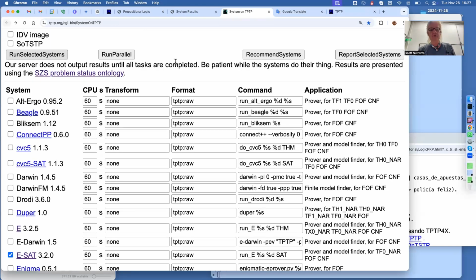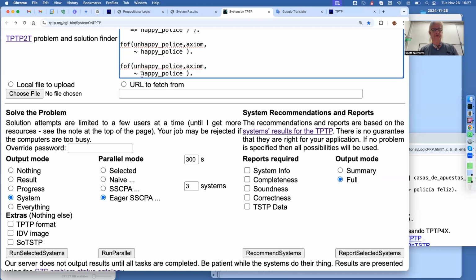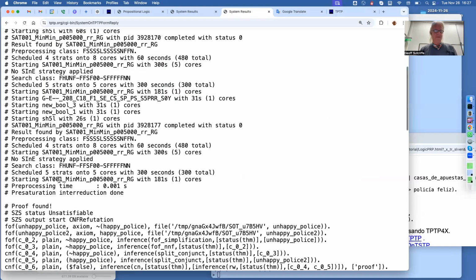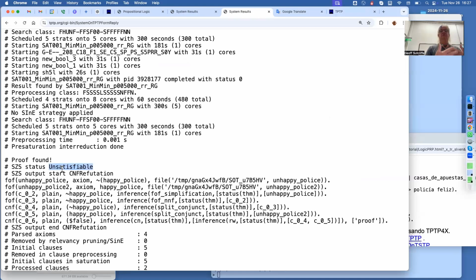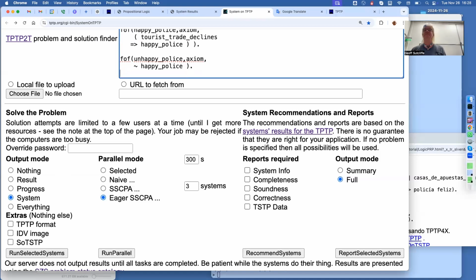And try again. So we could make a contradiction here. Let's make a new axiom, just for fun. I'll copy this axiom and I take out the not. So we see these two axioms have a contradiction. Now we see what he says. He says unsatisfiable. It means there's a contradiction in the axioms. And if you have a contradiction in your axioms, then you need to go back and do some more thinking.